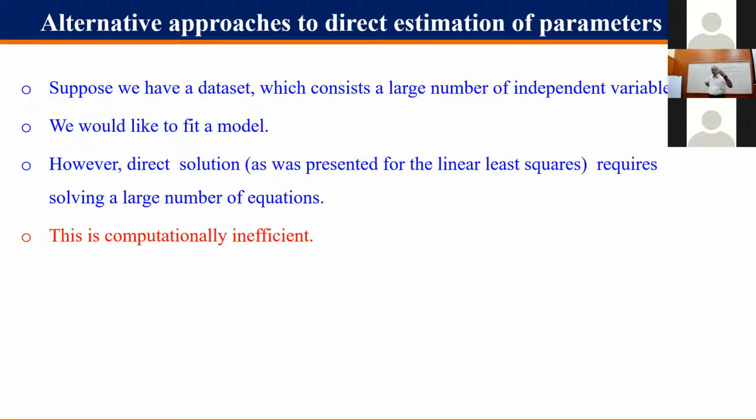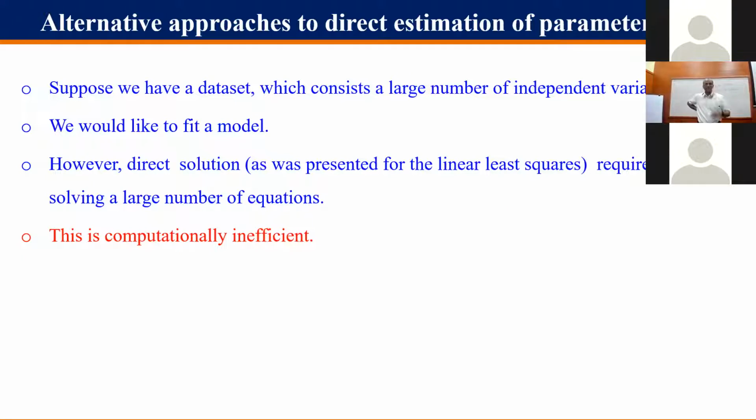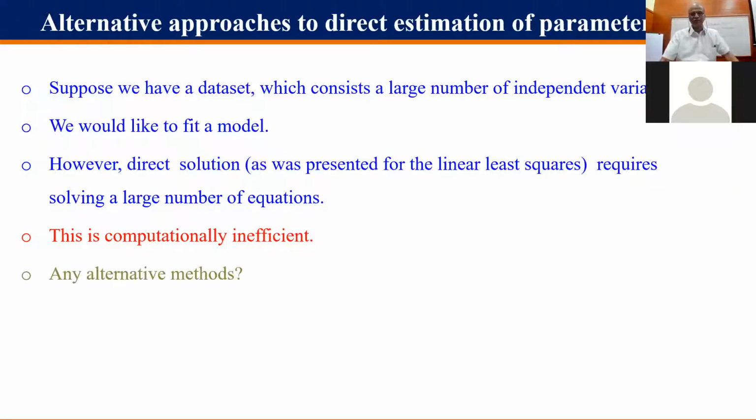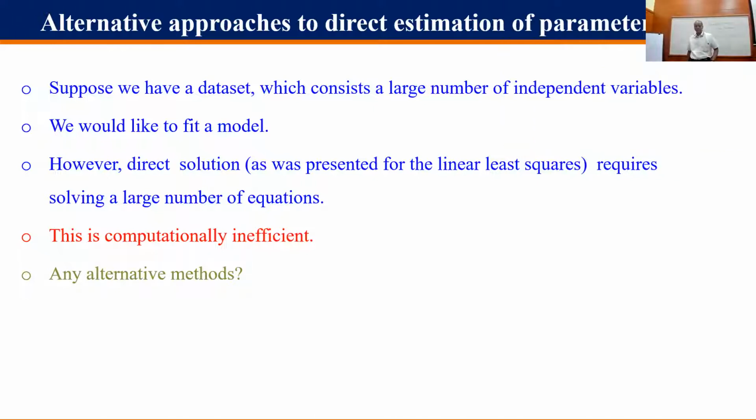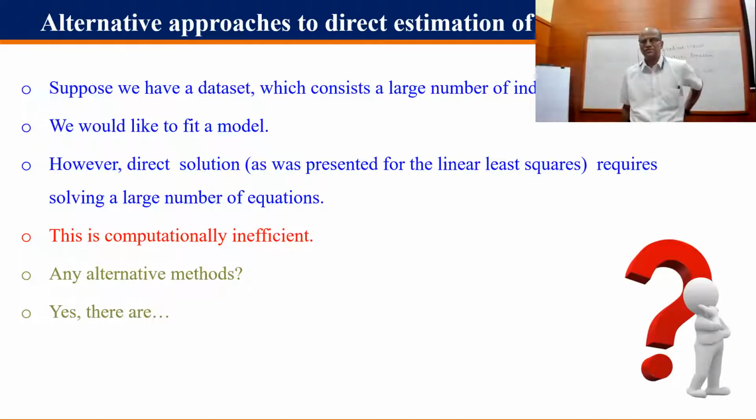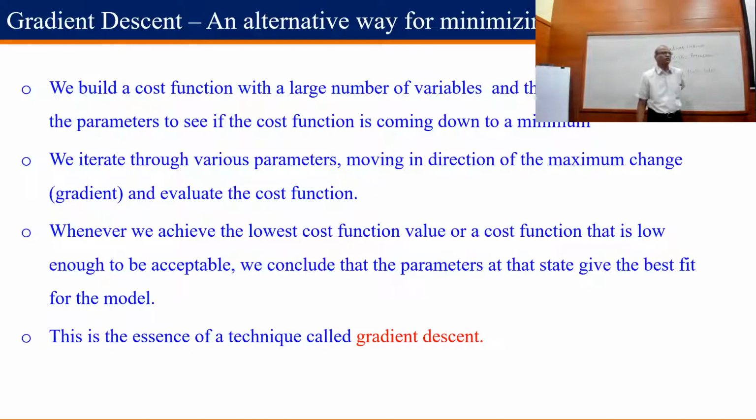Okay. Even in the case of problems in which a direct solution is available, it is computationally inefficient to do so. Therefore, we'll have to go to what is called a numerical technique. Okay. So the question before us is, are there any alternative methods? Of course, yes, there are. Okay. Now, the gradient descent is a powerful technique.